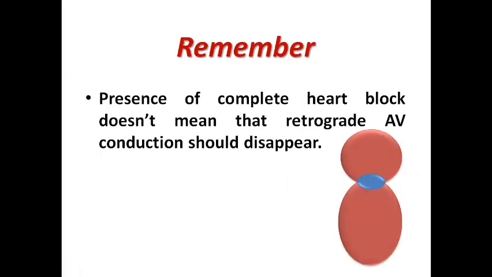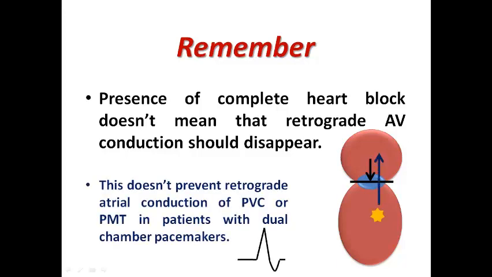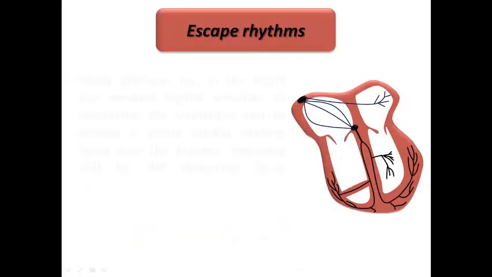Now we should also remember that presence of complete heart block doesn't mean that retrograde AV conduction should disappear. This means that there may be blockade in the AV node, but it is just for the anterograde conduction, but retrograde conduction can still occur from, for example, a PVC or pacemaker mediated tachycardia. So presence of complete heart block doesn't prevent retrograde atrial conduction of PVC and doesn't prevent pacemaker mediated tachycardia in patients with dual chamber pacemaker. Of course, this would be explained later in a separate lecture, but this is an important notion that we should remember.